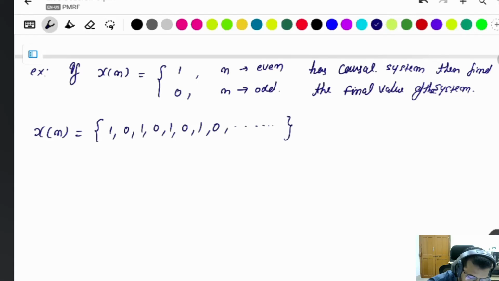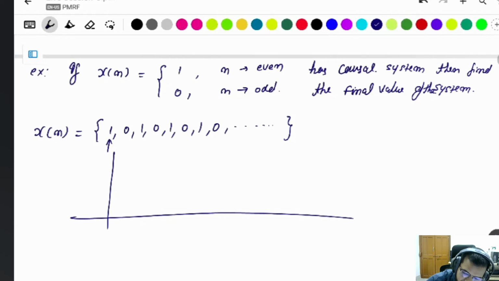You will start from a causal system, that's why the values start from 0. This function can be plotted in a graph like that. At 0 it will be 1, at 1 it is 0, and so on for 1 2 3 4 5 6 7 8, with the values alternating.